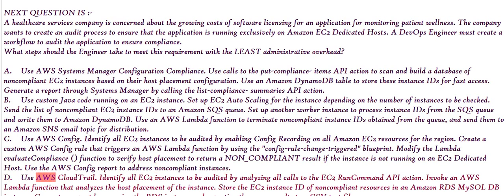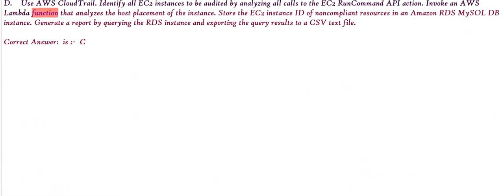D. Use AWS CloudTrail. Identify all EC2 instances to be audited by analyzing all calls to the EC2 RunInstances API action. Invoke an AWS Lambda function that analyzes the host placement of the instance. Store the EC2 instance ID of non-compliant resources in an Amazon RDS MySQL DB instance. Generate a report by querying the RDS instance and exporting the query results to a CSV text file.